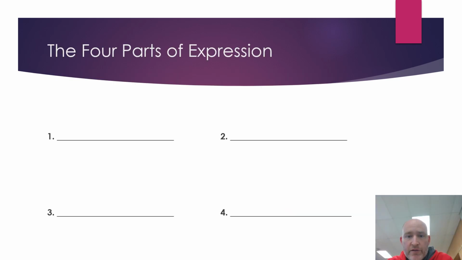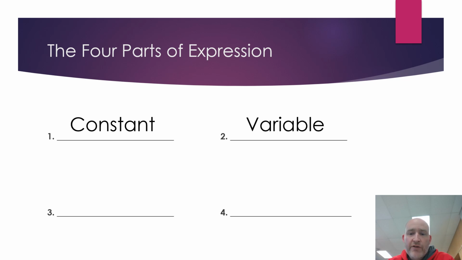Hi class. So the 4 parts of expressions, we talked about the algebraic expression and an algebraic equation, their differences, what components make them up. These are the 4 parts of expressions we're going to have to understand in order to categorize and classify. So the first one is a constant, okay? Just keep that in your mind, constant. The second one is a variable.